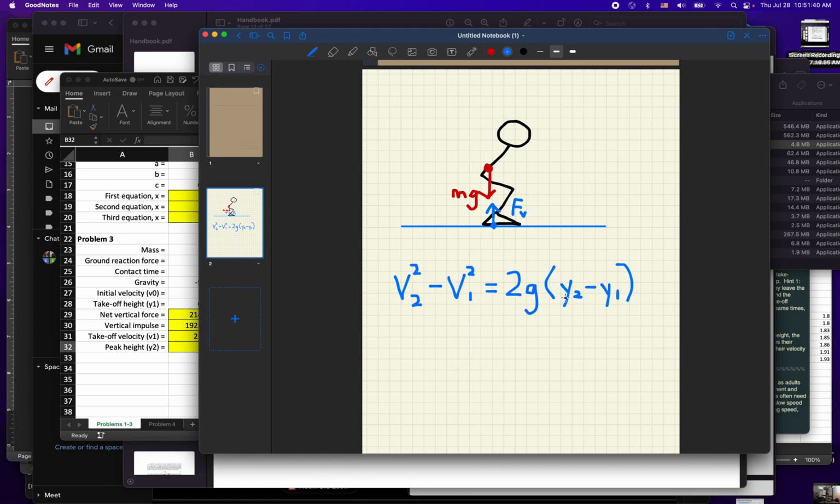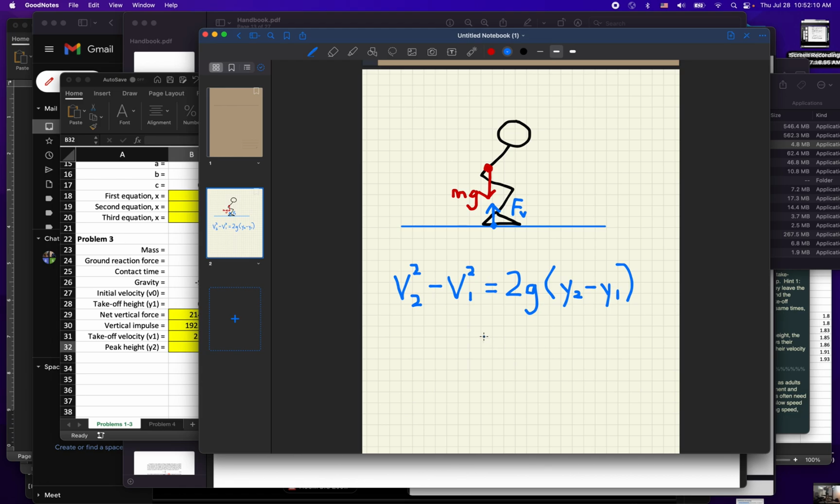Why? Because what I want to calculate here is y2, which is the peak height of my jump. So V2 here, vertical velocity at the peak of the jump, y2, vertical height at the peak of the jump. So the subscript 2 there indicates the end of the movement that I'm considering here, which is the peak height of my jump. The subscript 1 indicates the start of the movement that I'm considering here, which is the takeoff point of the jump, the point when my feet first leave the ground.